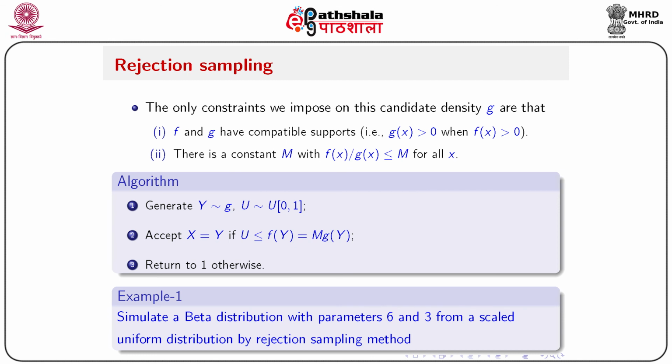For example 1, I'm going to generate from a beta distribution with parameters 6 and 3 from a scaled uniform distribution by the rejection sampling method. Let's see how it needs to be implemented in R.